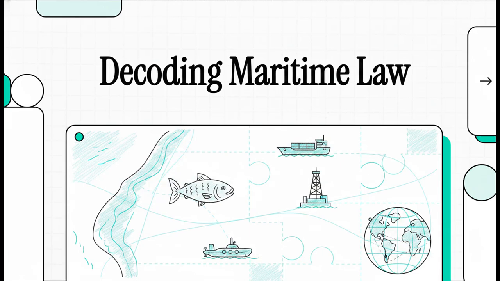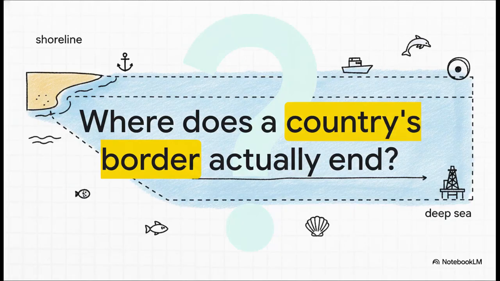Welcome to this explainer. When you're just standing on the beach looking out at the ocean, it really looks like this vast, uniform expanse of water stretching out into the horizon, right? But underneath that surface simplicity is actually a highly complex map of invisible legal borders. And these unseen lines literally govern everything from international security to trillion-dollar resource industries. Okay, let's dive into this.